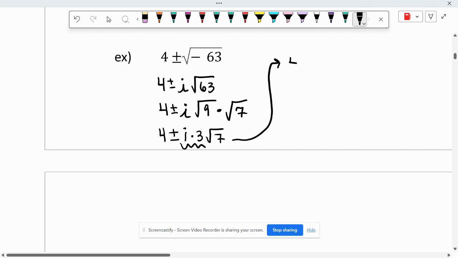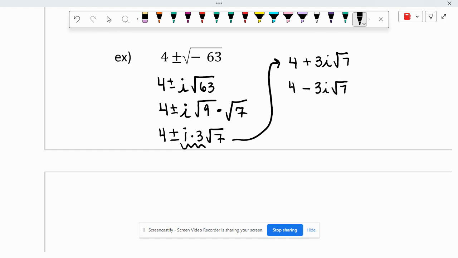3i, yeah. So it's 4 plus 3i times the square root of 7, or 4 minus 3i times the square root of 7. Or you could just write it as 4 plus or minus 3i, the square root of 7. So you either write it as two separate answers, the plus and the minus, or just smash them together. It's your choice.